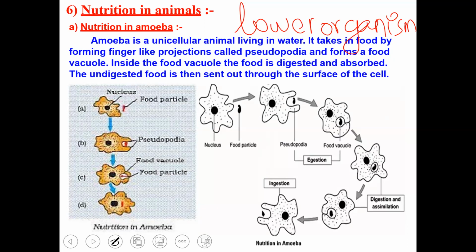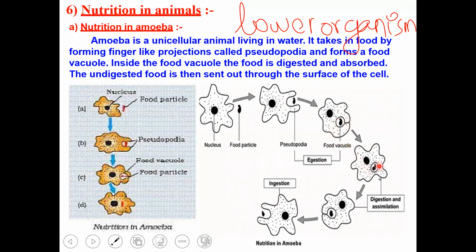It takes food by forming finger-like projections. You can see finger-like projections over here. These finger-like projections are called pseudopodia or false legs. The pseudopodia help in capturing the prey or food. Once the pseudopodia capture the food, it forms a sac-like or bag-like structure called a vacuole along with the food. This vacuole along with the food is called a food vacuole.